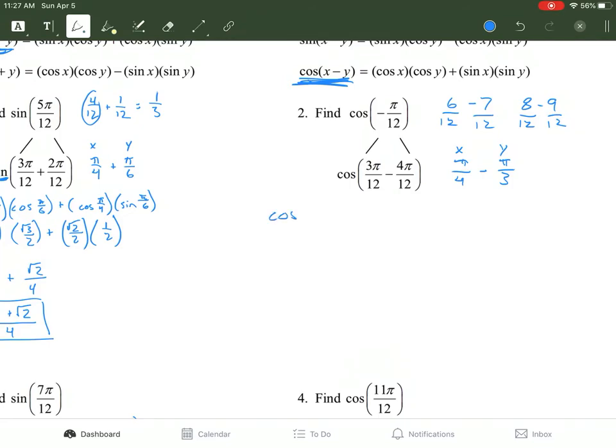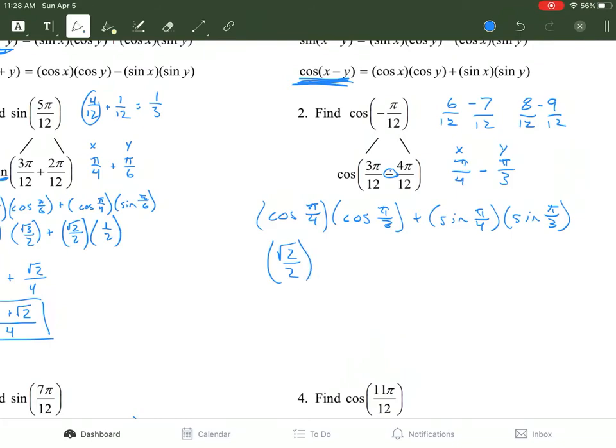So we have the cosine of pi over 4 times the cosine of pi over 3 plus the sine of pi over 4 times the sine of pi over 3. Again, remembering that this negative sign is not going to make the pi over 3 negative. It just tells you which formula to use. It's part of the formula. Okay, so looking at our unit circle, the cosine of pi over 4 is going to be root 2 over 2.